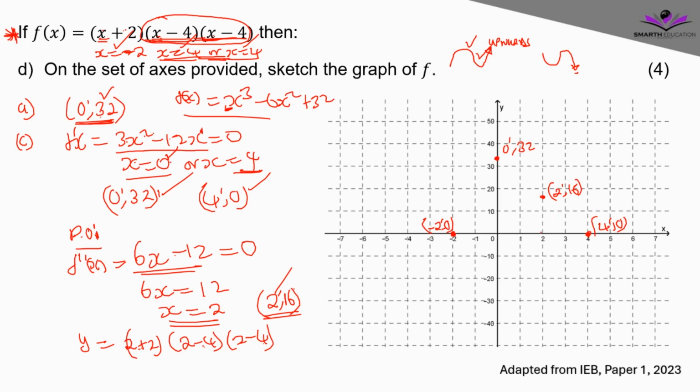Then what else do we need? I think we have our shape. This should be our graph like this. This is the turning point. And then we can sketch the graph nicely. Indicate the intercepts, turning points, and points of inflection. Now let's go to E.